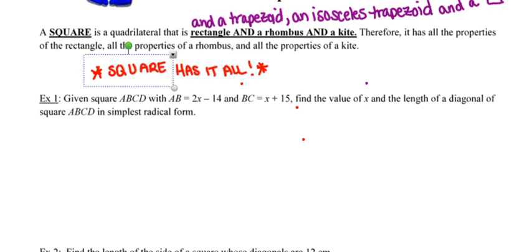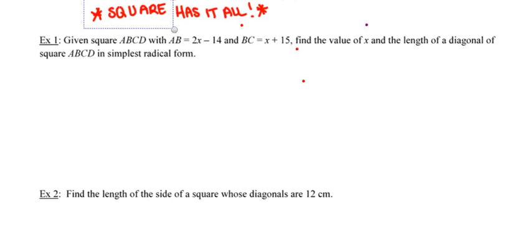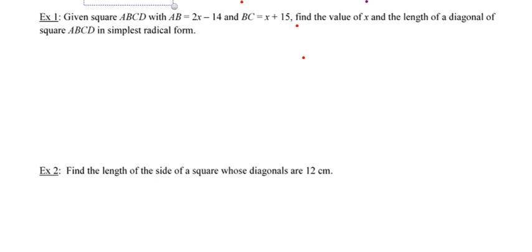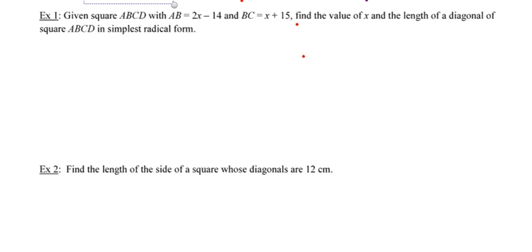All right, so let's go ahead and see how we could use this in order to solve some problems. In example 1, it says that we're given square ABCD with side AB equal to 2x minus 14 and side BC equal to x plus 15. They want us to find the value of x and the length of a diagonal of the square.